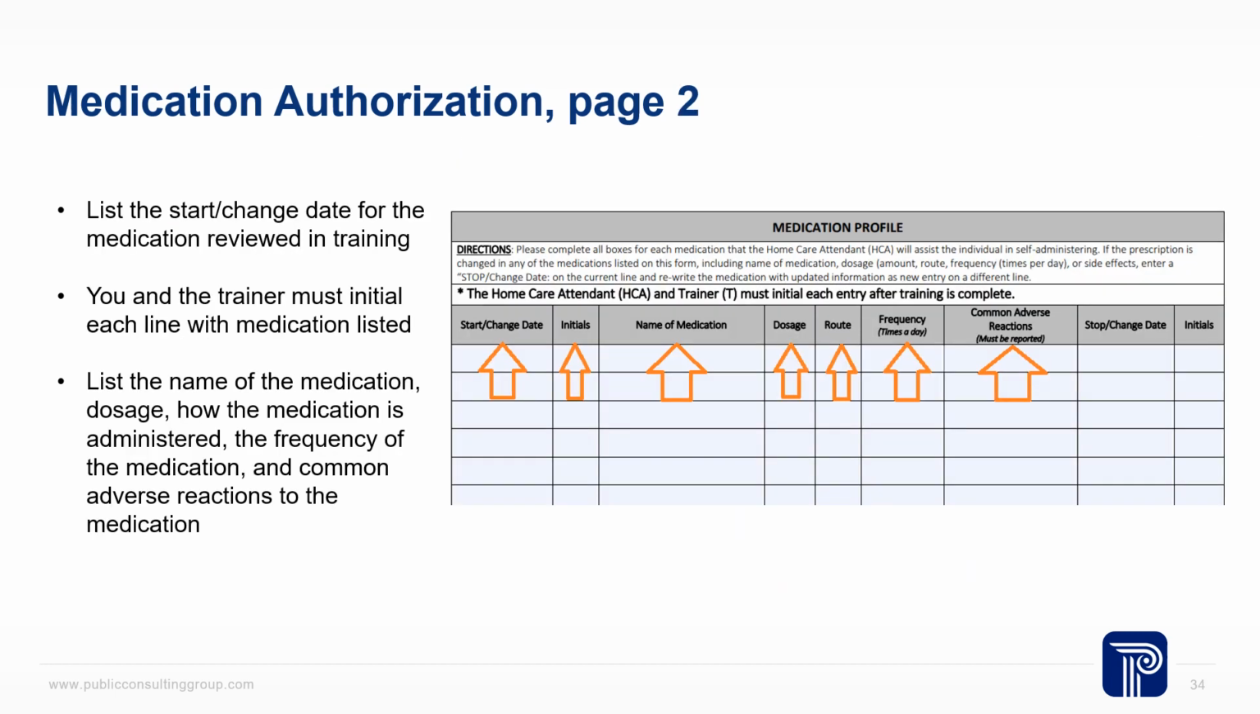Page 2 of the Medication Authorization lists the medications you will assist the individual in self-administering. Before submitting your form, check to confirm all start dates for medications are listed along with dosage, how the medication is administered, how frequently, and common adverse reactions. You and the trainer need to initial each line with medication information when you have been trained.